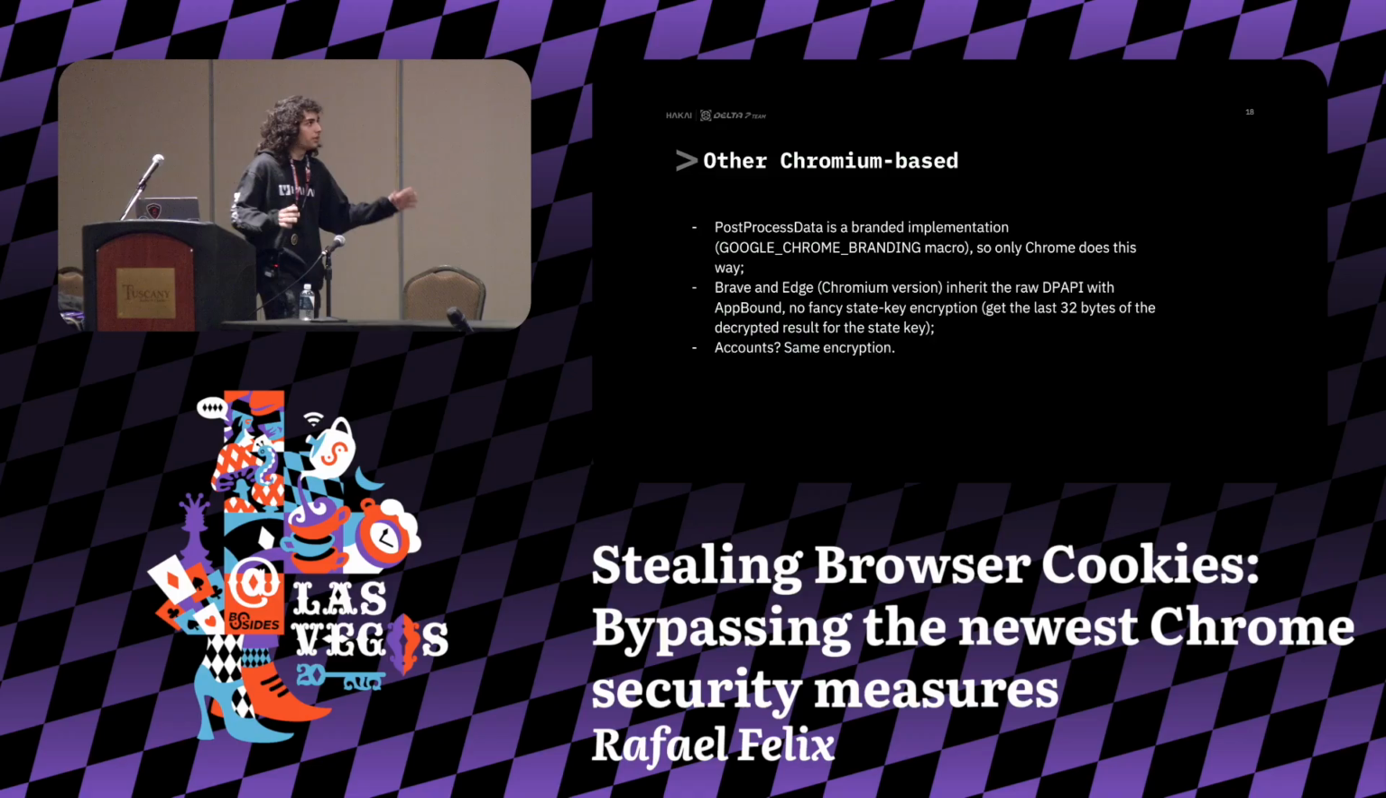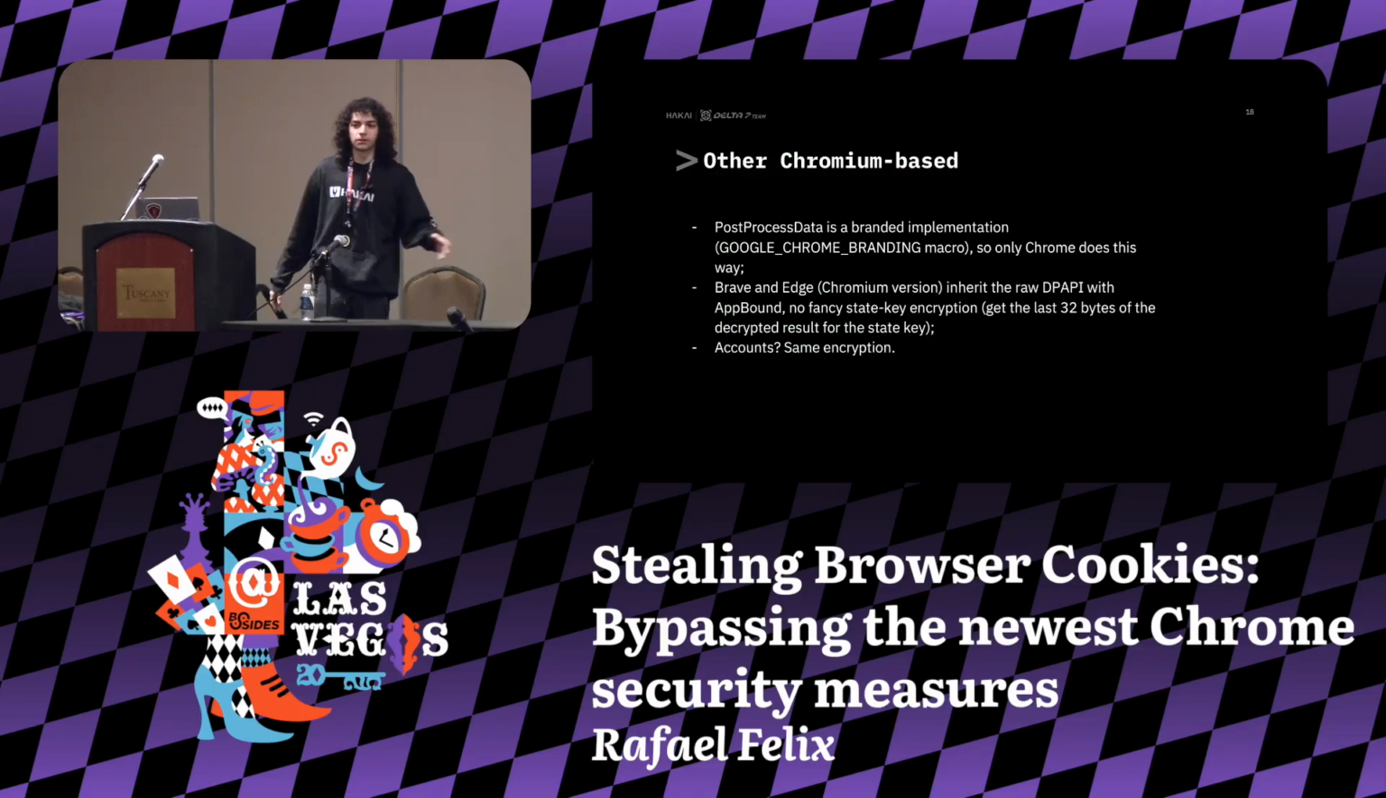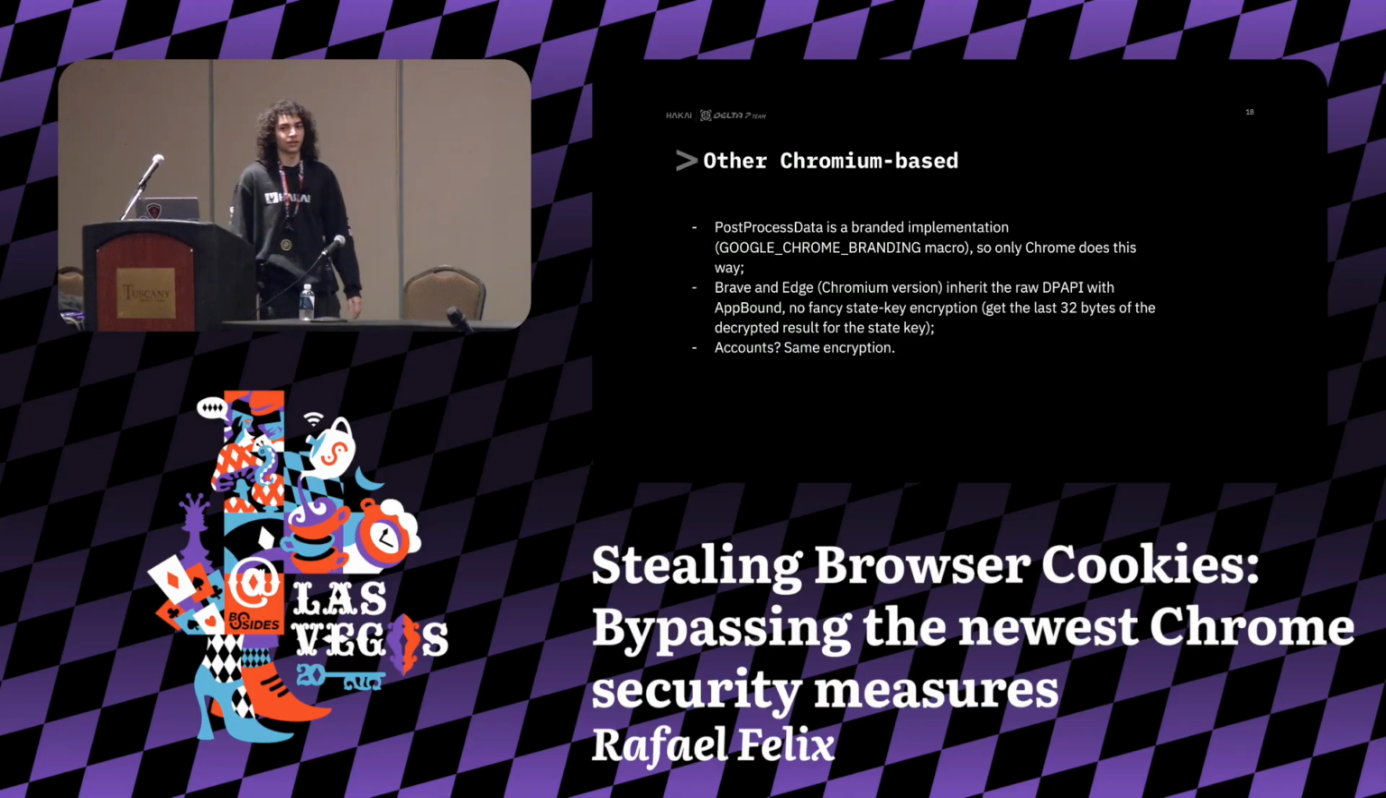So yeah, what about other Chromium-based browsers? We've talked about Chromium, Google Chrome, Chrome Canary, Chrome Dev, Chrome Beta, everything that relates to Chrome, but not Brave, Microsoft Edge, and those other browsers. Actually, they are even weaker. As post-process data is a branded implementation, only Chrome does it this way. Brave and Edge only implement the application-bound encryption, so then we can just get the last 32 bytes of the decrypted result, which is the system user decryption from DPAPI, to get the state key for decryption. And of course, the same cookie decryption.